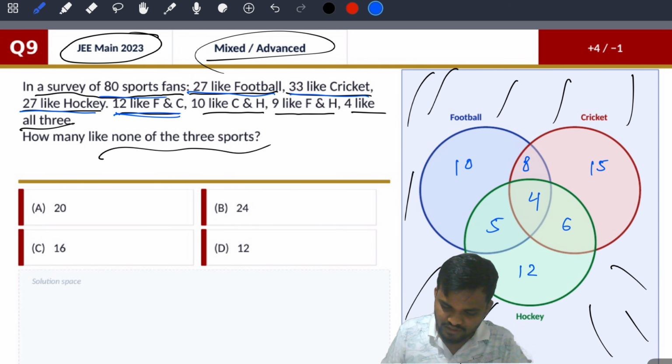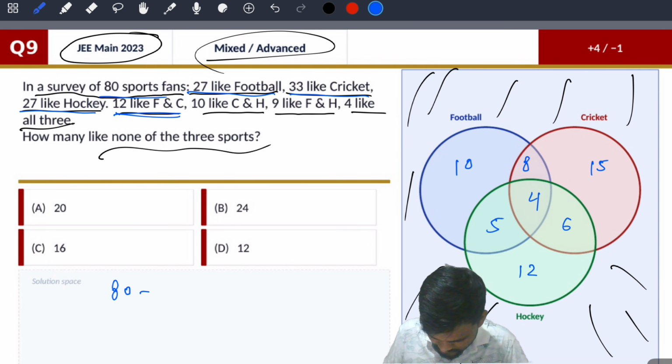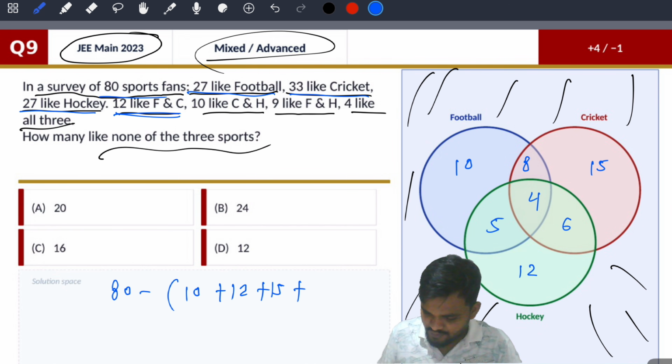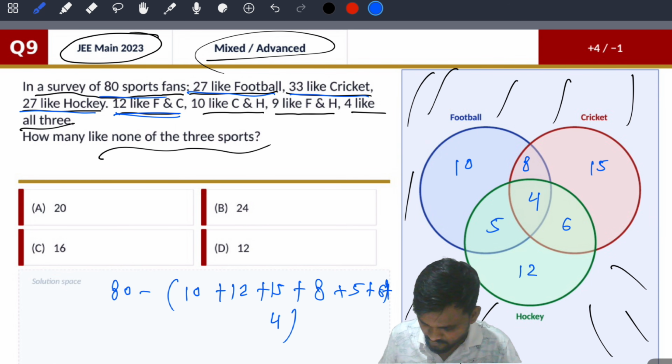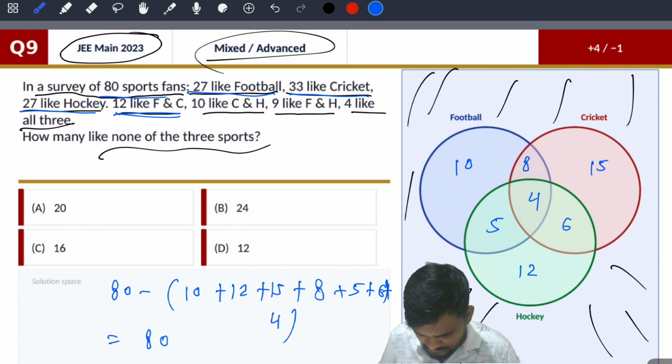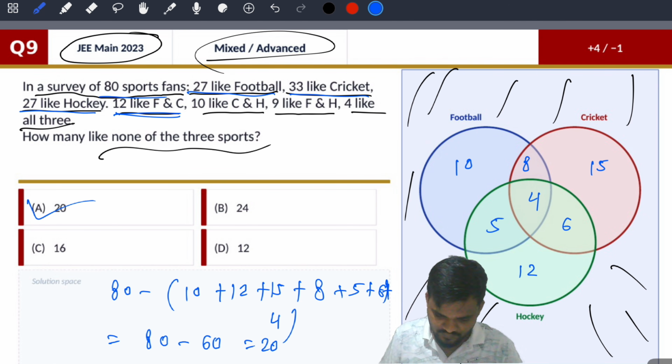So the question is asking how many like none of the 3 sports. The total sports fans are 80. 80 minus exactly 1, 10 plus 12 plus 15. Then exactly 2, 8 plus 5 plus 6. Then exactly 3, plus 4. This you have to subtract. If I do that, what will you get? 80 minus 60. The answer is 20. So A is correct, B wrong, D wrong, C wrong.